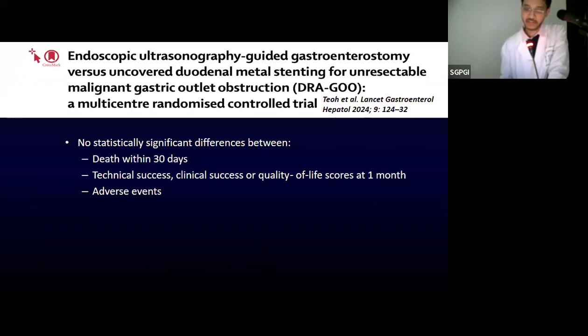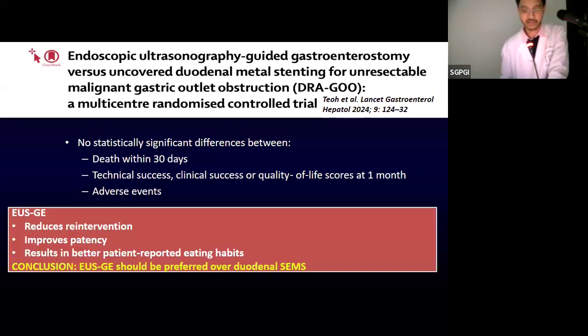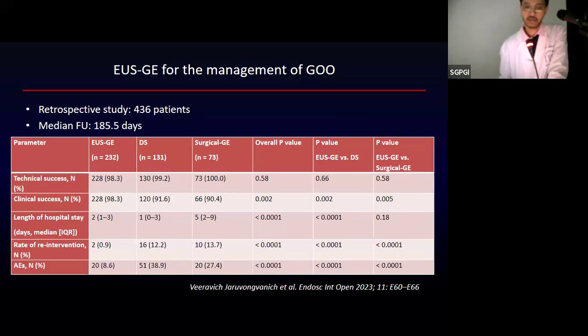Other parameters in this study did not differ statistically, as we can see, especially technical and clinical success and the adverse events. And hence, EUSGE reduces reintervention, improves patency, results in better patient-reported eating habits. And the conclusion of this study was that EUSGE should be preferred over duodenal SEMS placement. Another retrospective study involving about 430 patients compared EUSG in one arm, duodenal stenting in the second, and surgical G in the third.